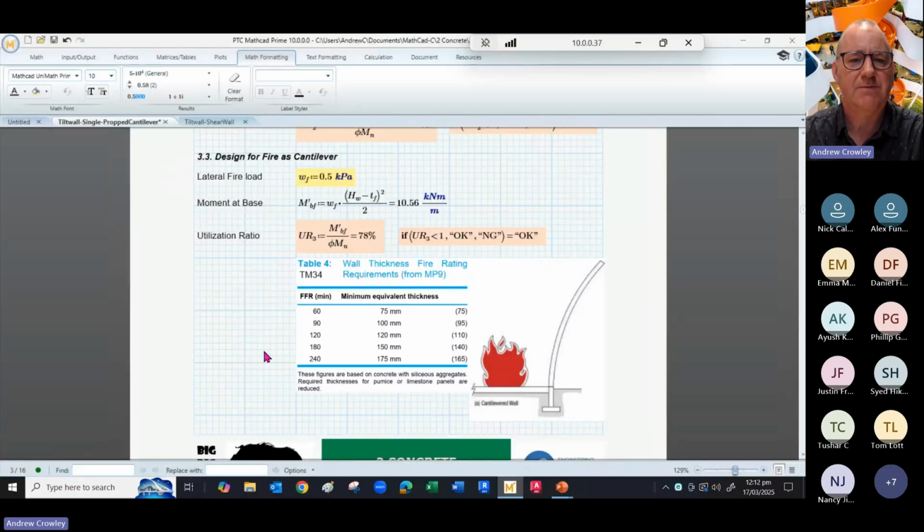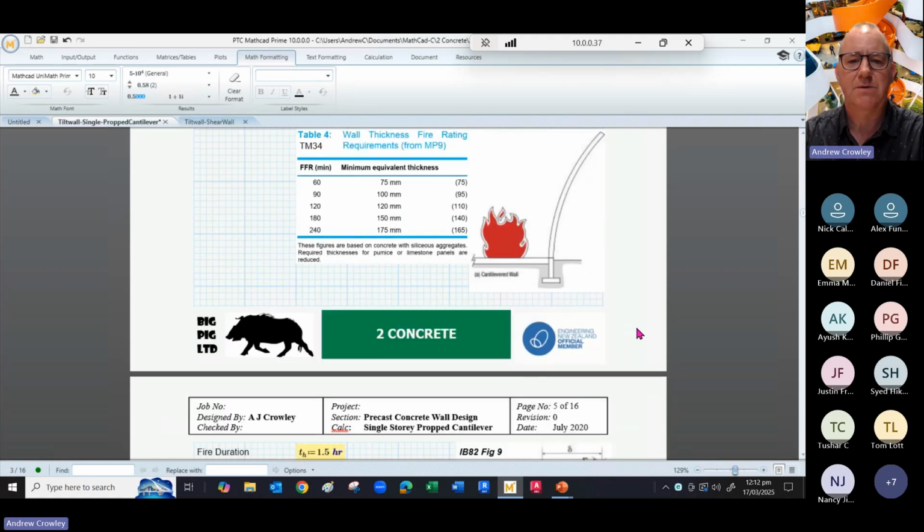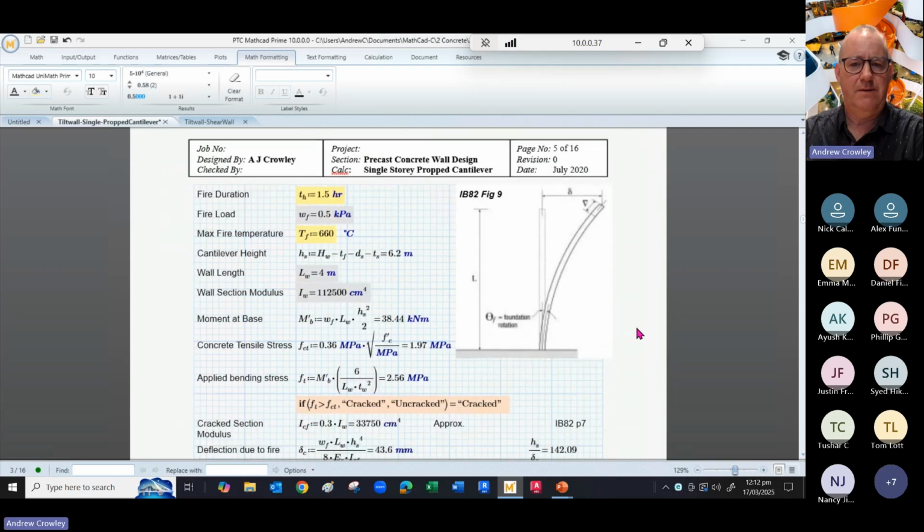Now, the guidebook TM34 gives you minimum thickness for the equivalent fire rating as well. So we've got a thickness of 150 millimeters. You could possibly push it to an FRR of 180 minutes, but you'll use a bit lower than that.